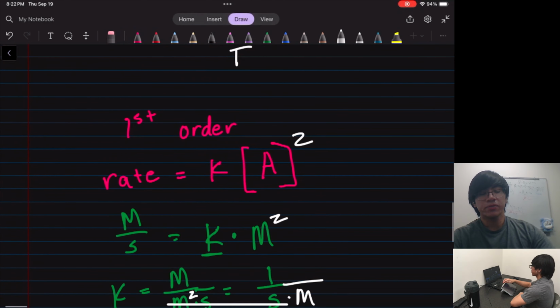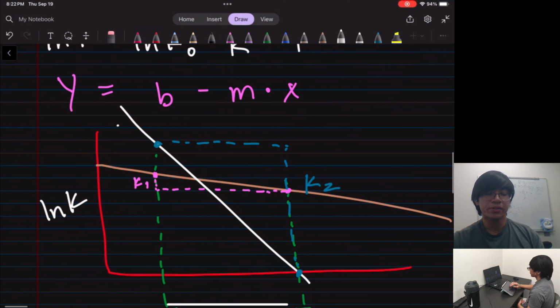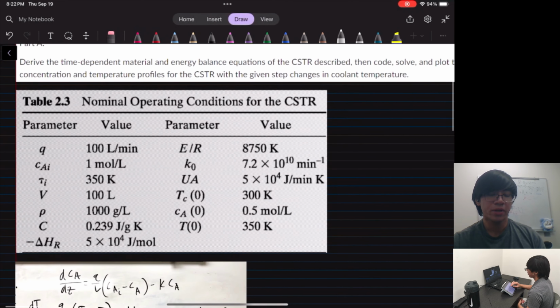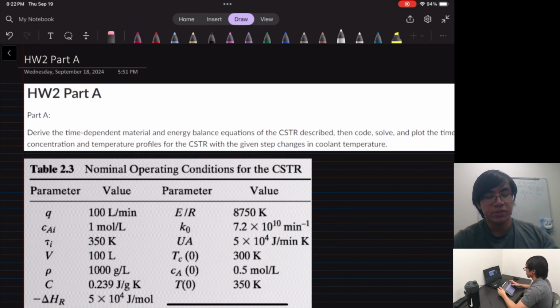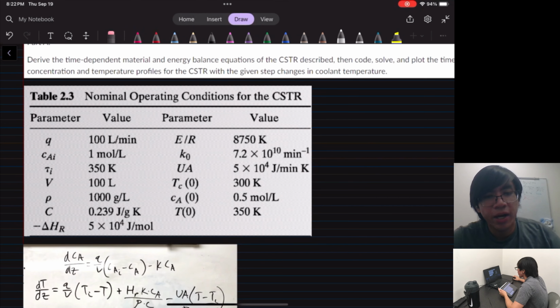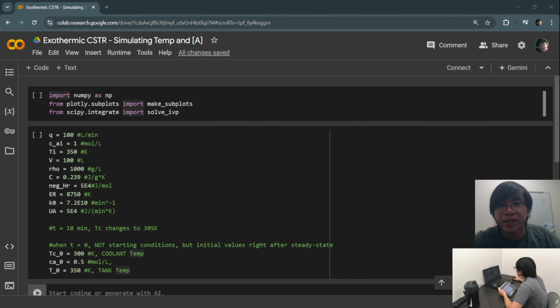Okay, so with all that stuff out of the way, let's get back to our problem. Remember that we're going to be solving for this, plotting this out, and solving the right-hand side with solve IVP. I wrote out the units and all the given constants, so that there are no mistakes when we go through, and less troubleshooting for me. So basically, remember importing our libraries.